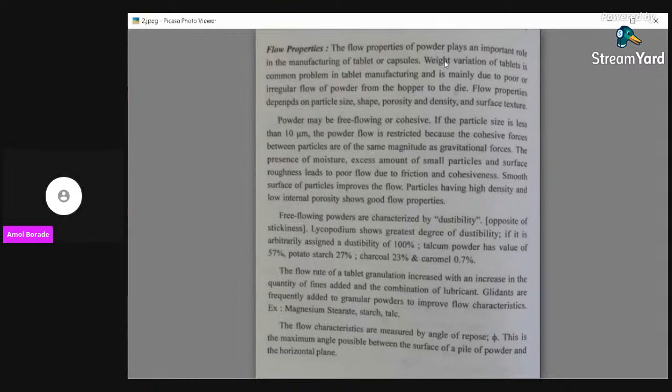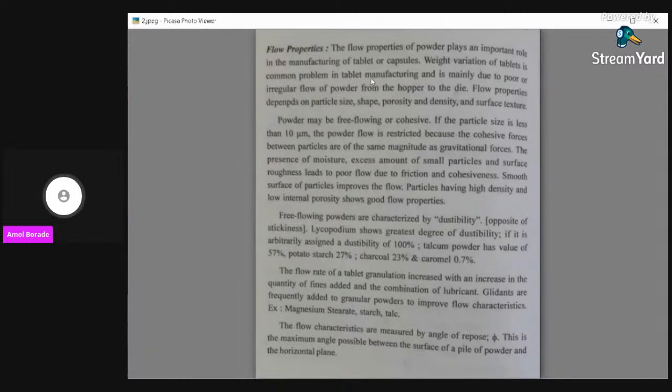So if the flow of the powder, that is the powder blend, is proper, then weight variation in the whole batch will not occur. To conclude, with proper, desirable flow, we can avoid a very important problem of tablet manufacturing, that is weight variation. We don't want the tablets to vary in weight too much.